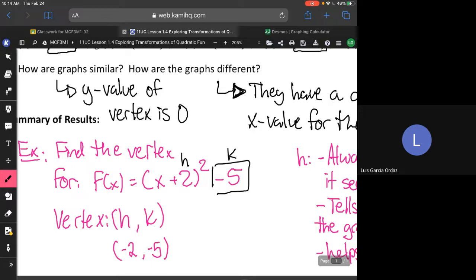The only difference from this one and advanced and the functions is that they teach you guys stuff that has a number in front of the x, but we don't do that. So apart from the x being the weird one, everything else is pretty straightforward for this lesson.